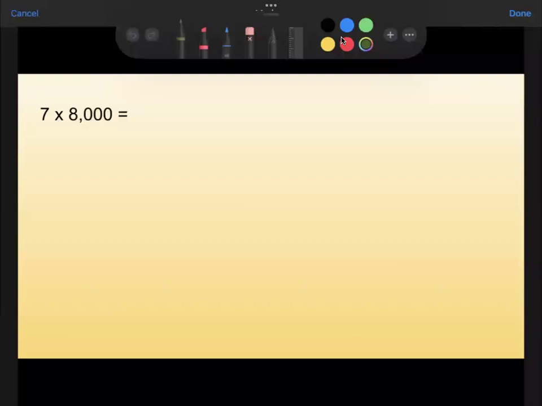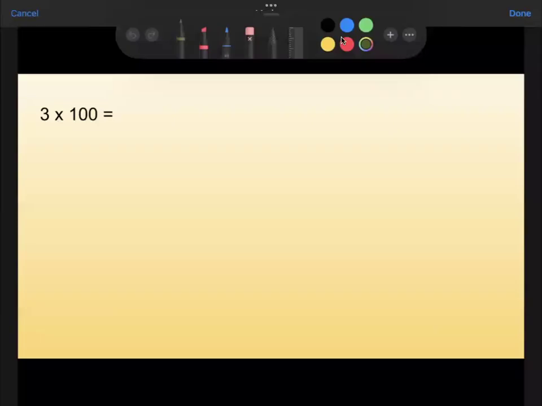But what we can do is we can start, and this is the trick, by focusing on the numbers that are not zeros. So 7 and 8. So 7 times 8 is 56. So I could write that right here, 56. Now what I could do is add the same amount of zeros as we have in the problem to the end of that 56. So since we have 3 zeros here, I would need to add those to the end of the 56. And then that would be my answer. My answer for this is 56,000.